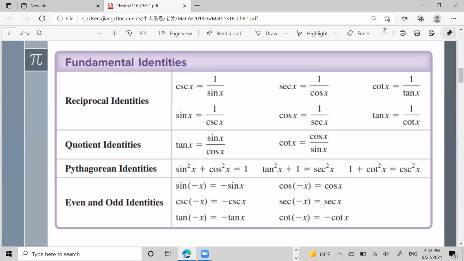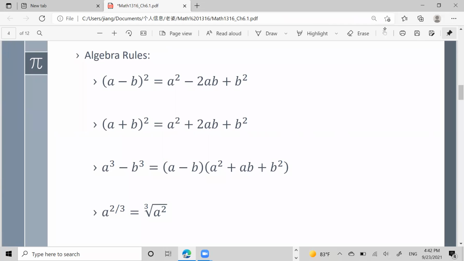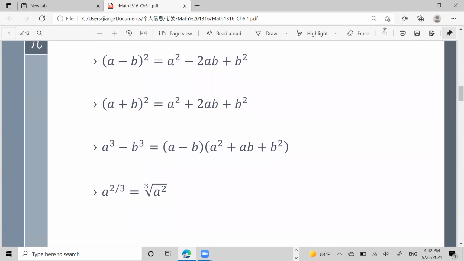You must memorize the identities we have learned from chapter 5. So pause the video and memorize all of these trig identities. We have learned all of these in chapter 5. Also, you must memorize the algebra rules. You learned these in your algebra class. So pause the video and memorize all of these rules.